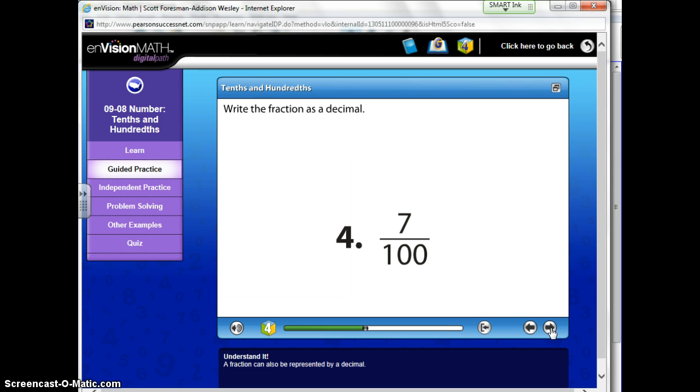Moving on, the next one. How would we write that one as a decimal? Caden? 0.07. The 7 is in the hundredths spot. Good work.